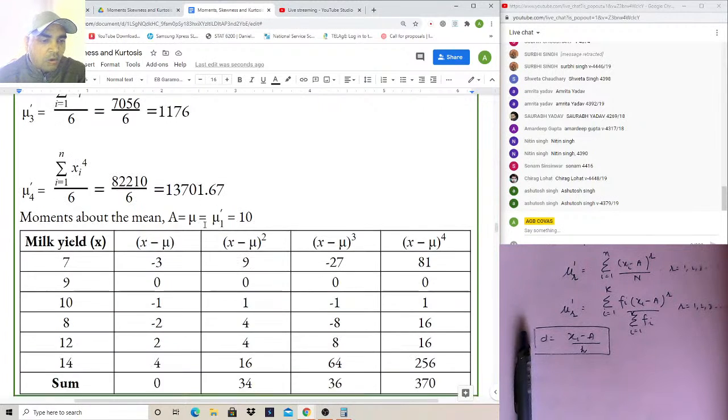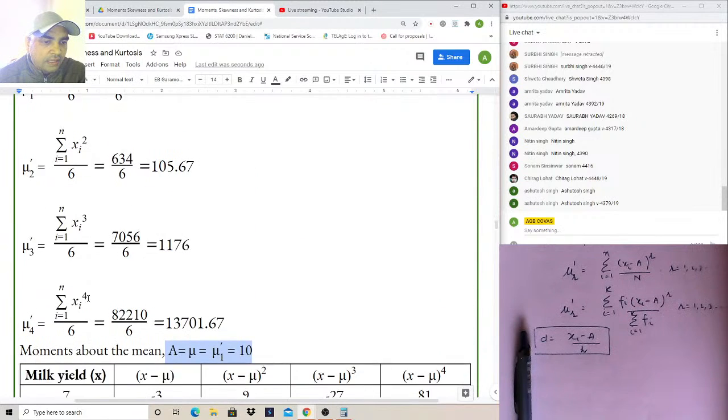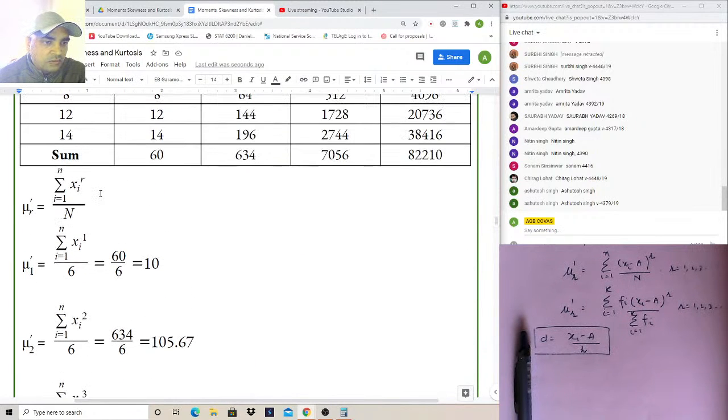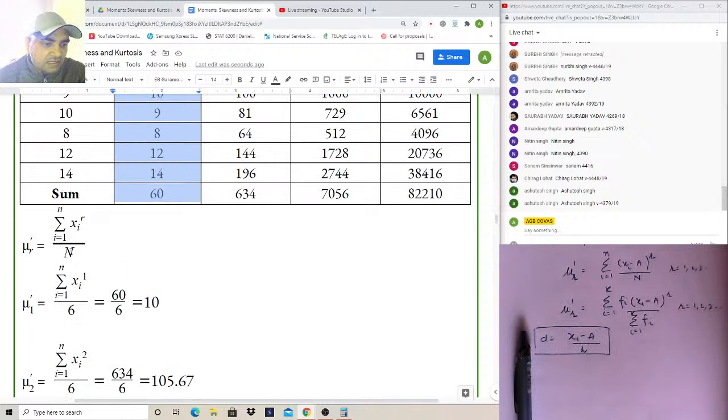Now, this is important, that is the moment about the mean. The mean of these came out to be 10. The first moment about the origin is nothing but the mean. That is, the sum of these is 60, and when 60 is divided by 6, it comes out to be 10.